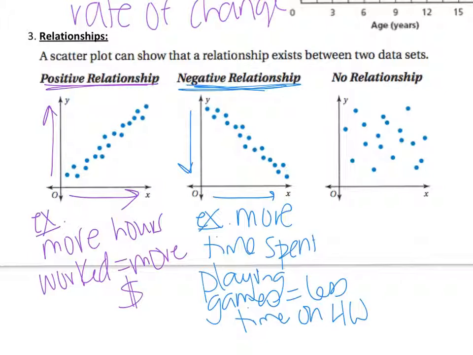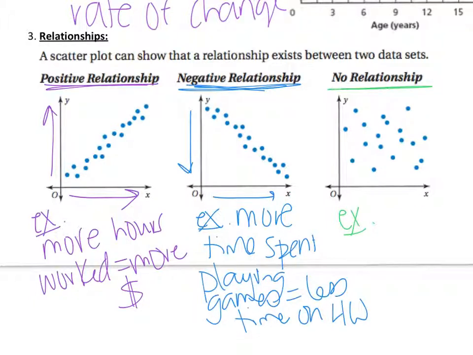The final relationship would be none. So it's just a bunch of scattered points, and they have no relationship at all. So that does not look like a line that's increasing or decreasing. It's all over the place. So an example of this would be the color of your hair and how many siblings you have.